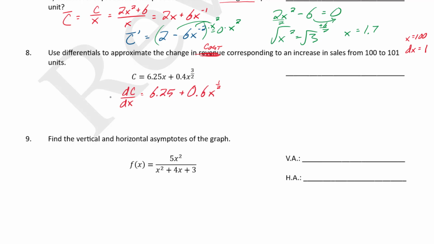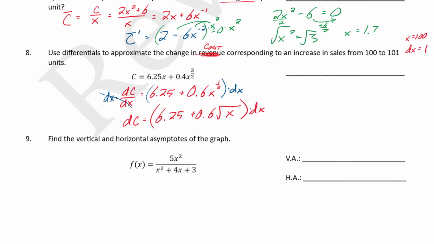So to get the dx off the denominator, I'd go ahead and just multiply both sides by dx. I just have to group all of it up. That way now it is dc all by itself, and being equivalent to the 6.25 plus 0.6. I'm going to go ahead and just maybe turn this into a square root function of x, then all times dx.